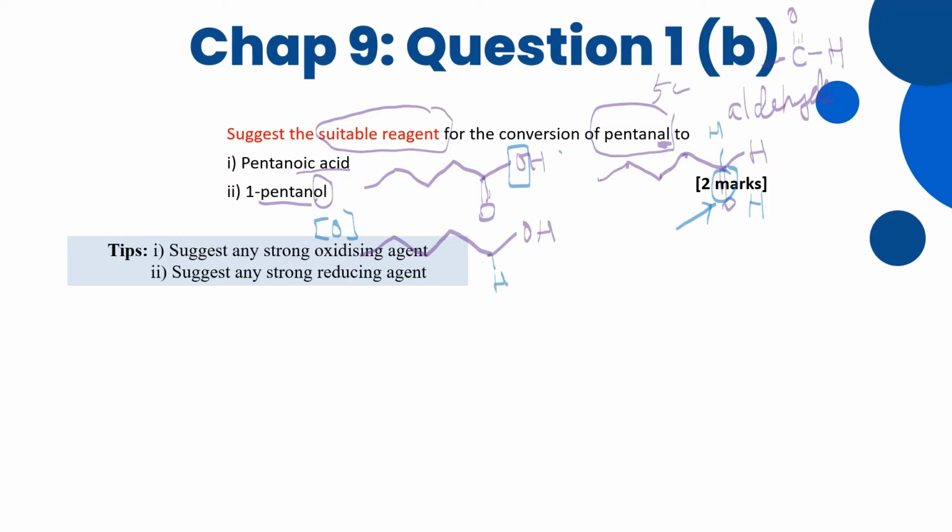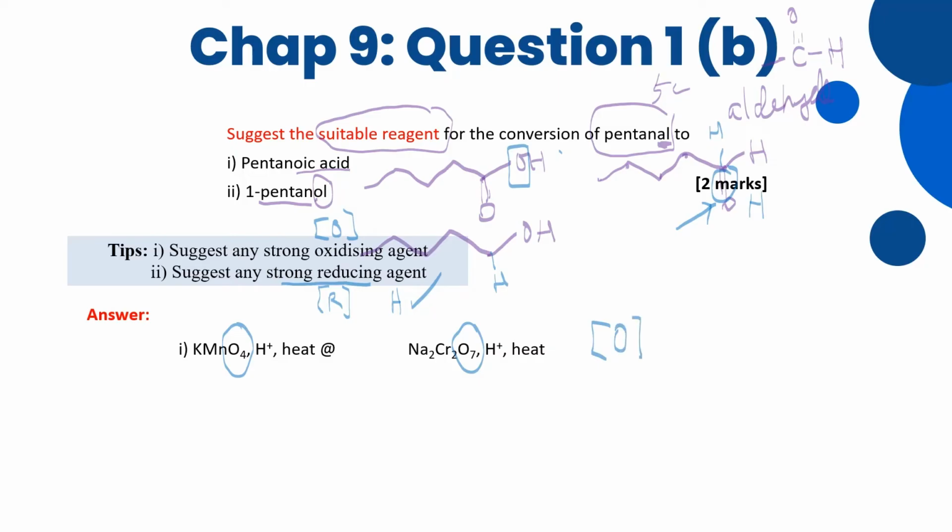So for part B, we would like to suggest a strong reducing agent. Reducing agent means something that has a lot of hydrogen. We'll look at the example. So the answer that we can suggest for part 1 is anything with oxygen. KMnO4, you see, 4 oxygen. Sodium dichromate, 7 oxygen. So this is a strong oxidizing agent. This is acidified condition and must have heat, so that it will be more aggressive.